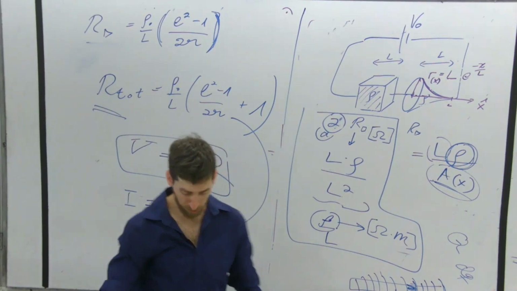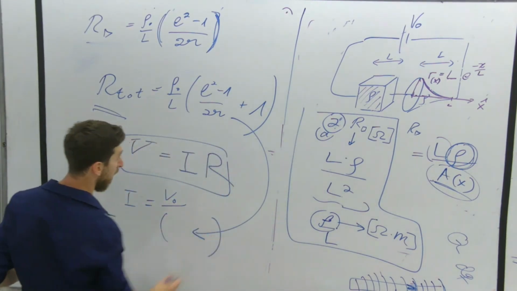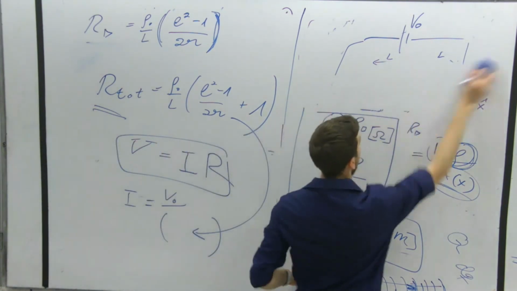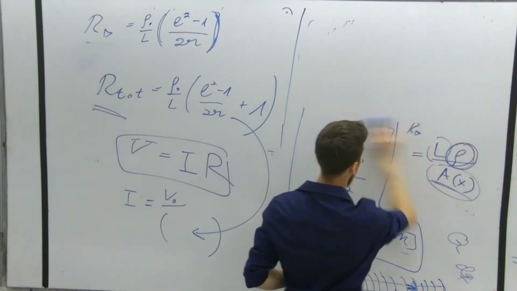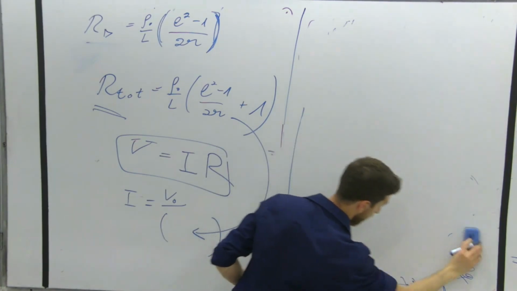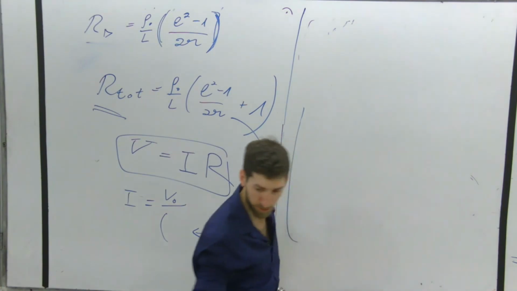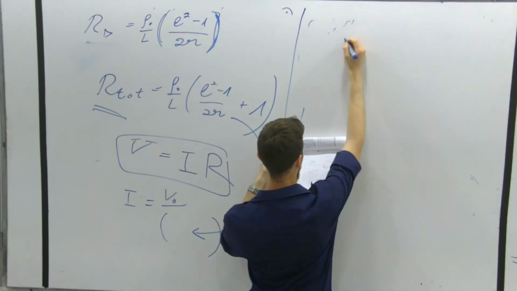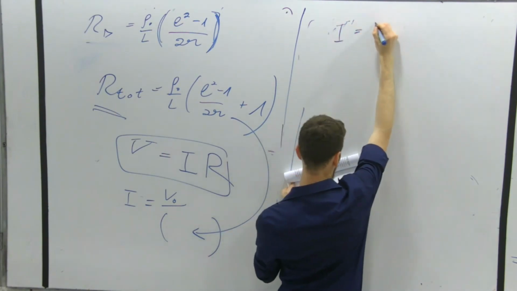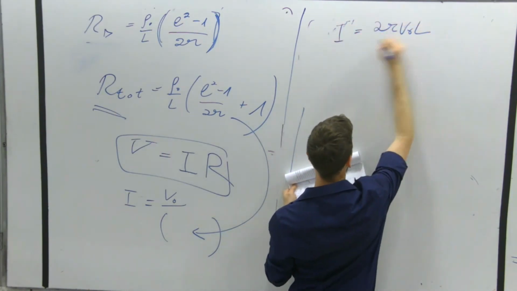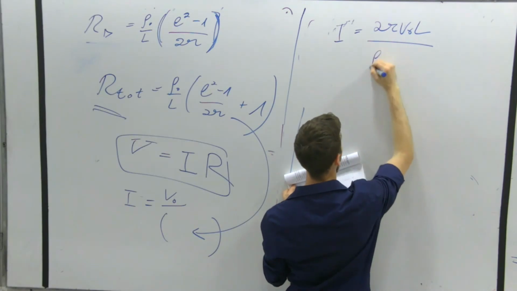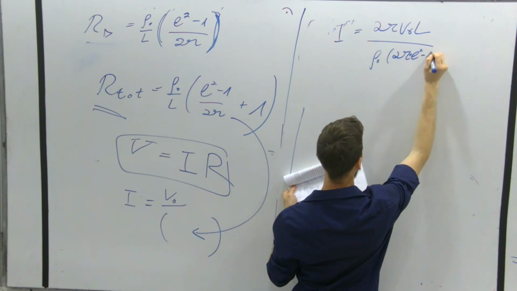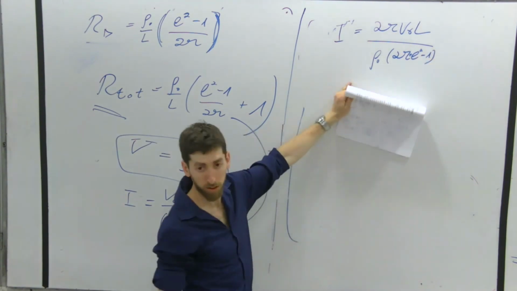Okay? And this term is actually ending up to be, I'm cleaning this one. Camera, you see me? Perfect. So this one ends up to be, and I equal to 2 pi V0 L divided by rho 0, 2 pi exponent plus minus 1. Good?